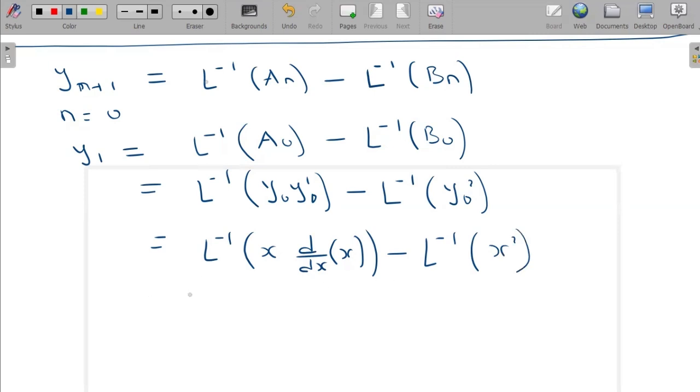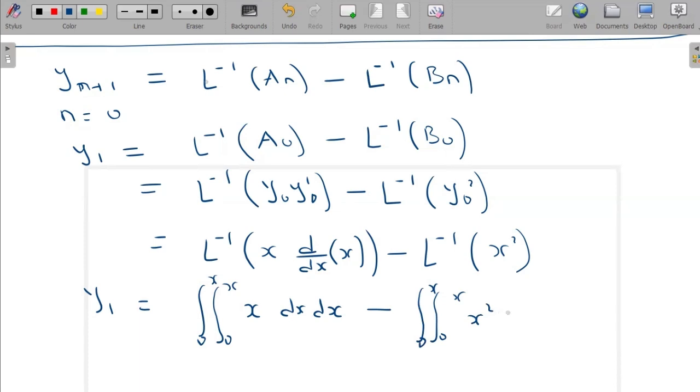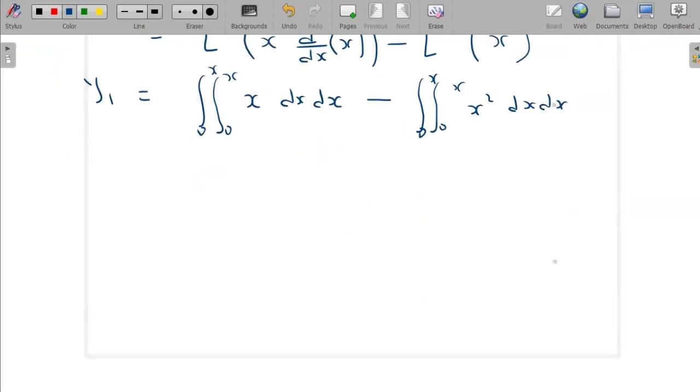Integrating this twice, y1 is the double integral of x dx minus the double integral of x squared dx. If we integrate this, y1 becomes x raised to the power 3 over 6 minus x raised to the power 4 over 12.